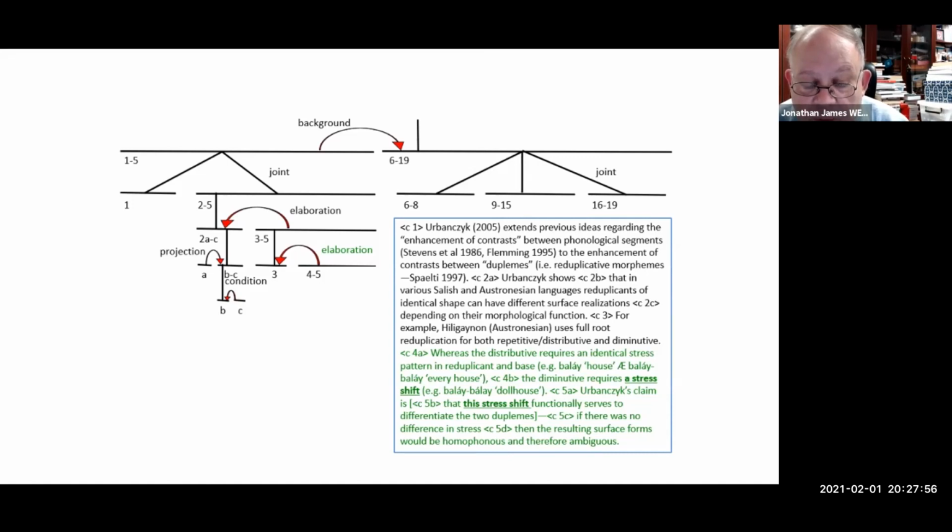In 4B, what do you notice? The diminutive requires a stress shift. And then we get to 5. Urbanchik's claim is that this stress shift, again, we have that sort of crossover where what was mentioned at the end of one, we see very nearly at the end of the other, at the beginning of the other. Again, a kind of linear thematic progression.